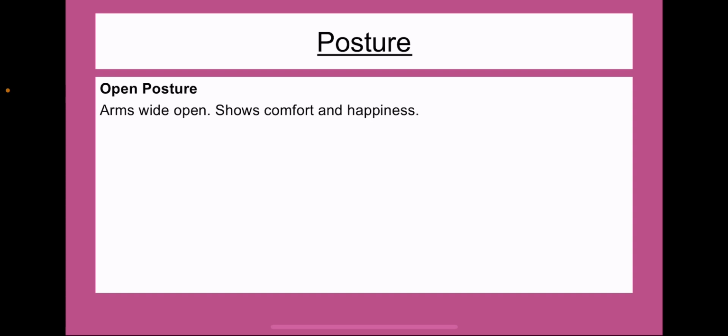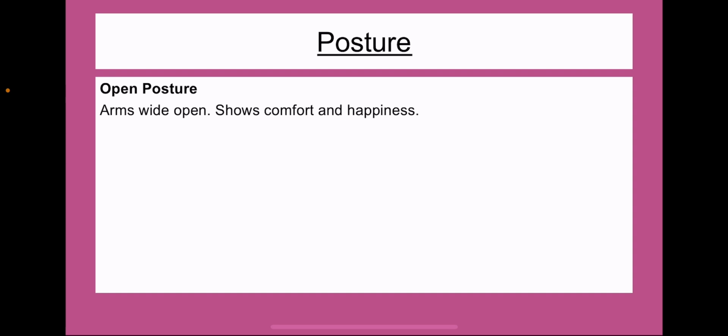Okay, the next part of non-verbal behaviour that they could ask about is posture, different types of posture. I'm just going to run through the three main types of posture that you need to know. The first two you probably know really well. Open posture. This is very much the posture when people's arms are wide open.